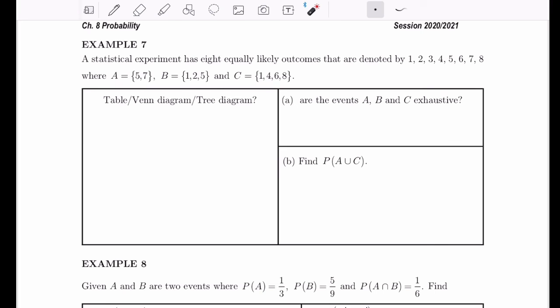These 3 events A, B, and C. Okay, so we're going to have 3 circles. So circle A, circle B, and circle C. So why do I make them overlap? Because as you can see, in these 3 events, we have overlapping numbers. So this is event B, this is event A.